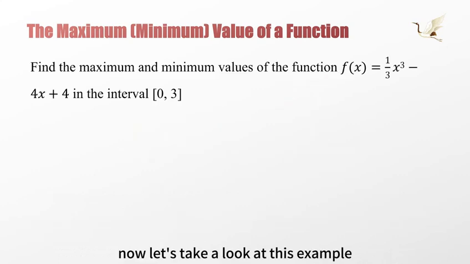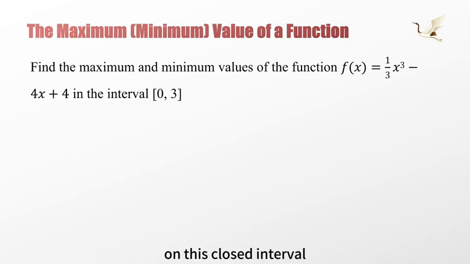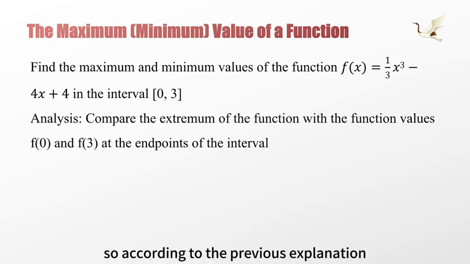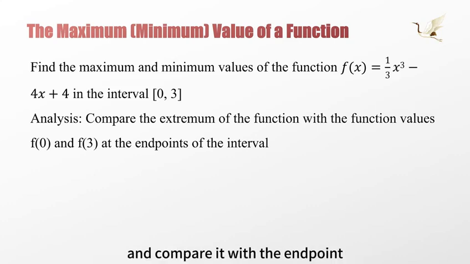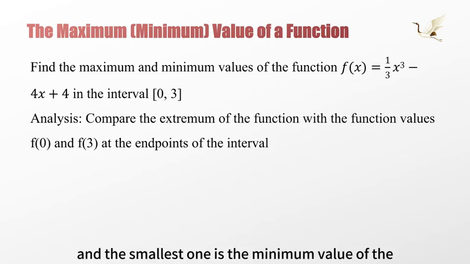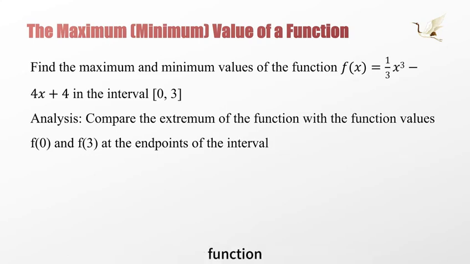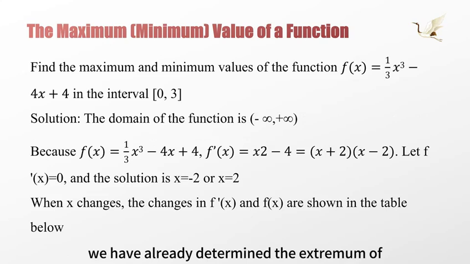Now let's take a look at this example. Find the maximum and minimum values of the function f(x) equals 1/3 x cubed minus 4x plus 4 on this closed interval. So according to the previous explanation, we can first find the extremum of the function and compare it with the endpoint values of the interval, namely f(0) and f(3). So the largest one is the maximum value of the function, and the smallest one is the minimum value of the function. In the previous class, we have already determined the extremum of this function.